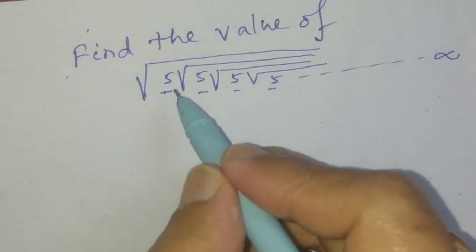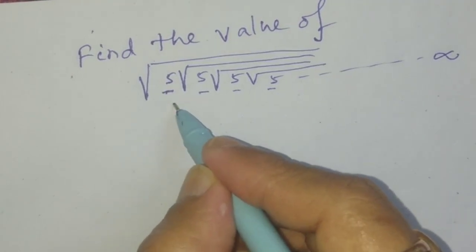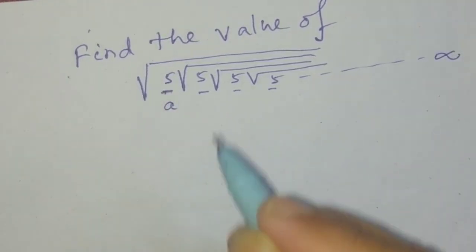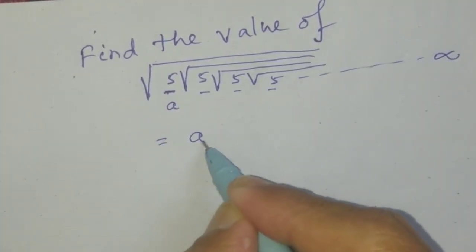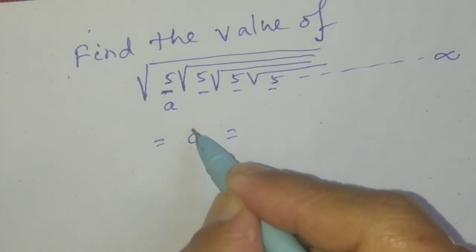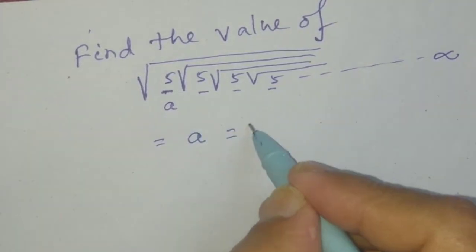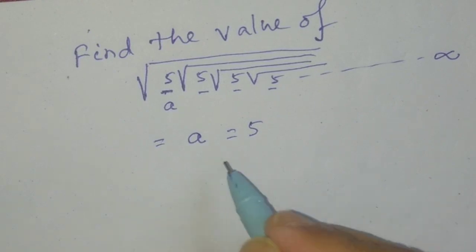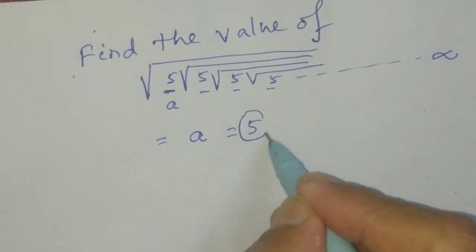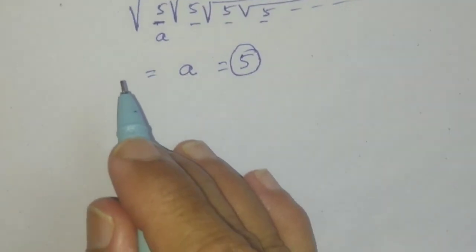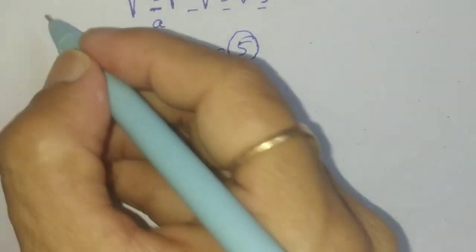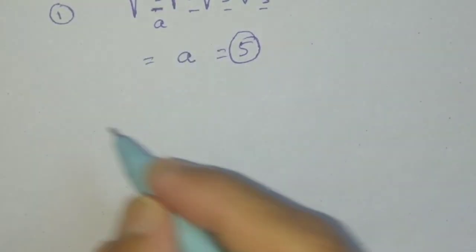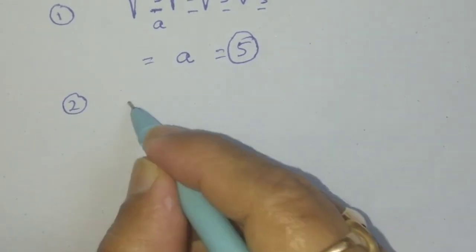Suppose the answer is here, you consider this as A. So the answer is A. What is the value of A here? It is 5. So the answer is 5. This is the first question, and this is the second question.